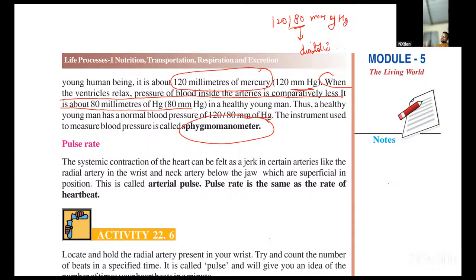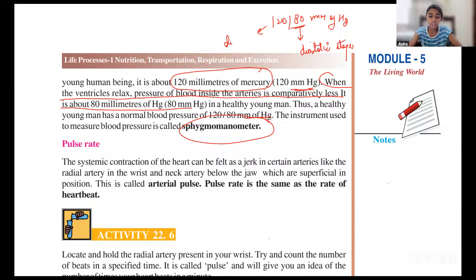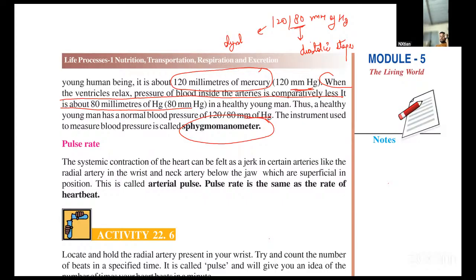Is the sphygmomanometer like the same as a stethoscope? No. A stethoscope is used to find whether the heartbeat is there or not. But the sphygmomanometer is the one I will show you in the picture, in which they pump, and then the mercury will go up. Understood? I will show you.